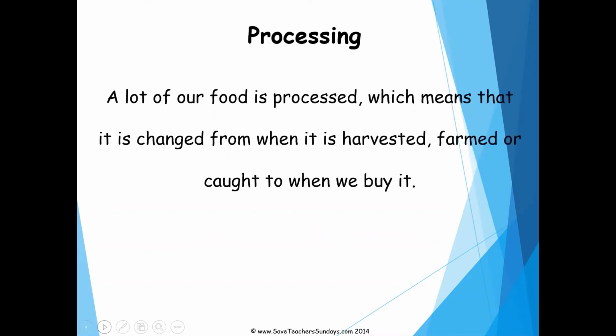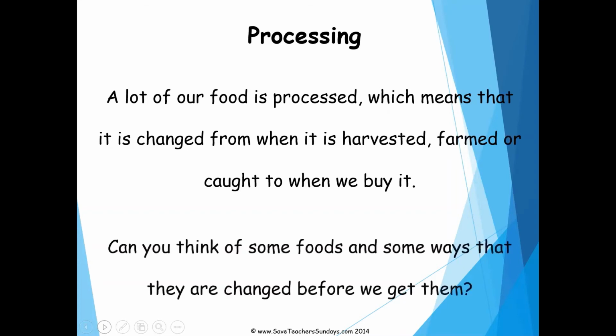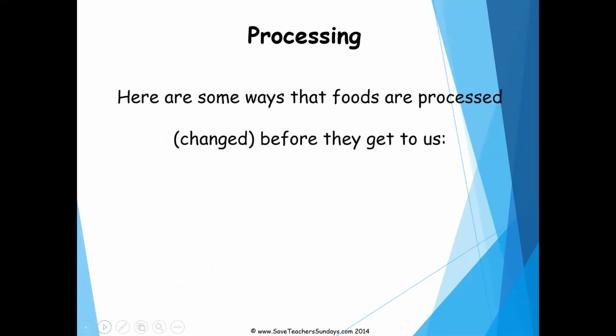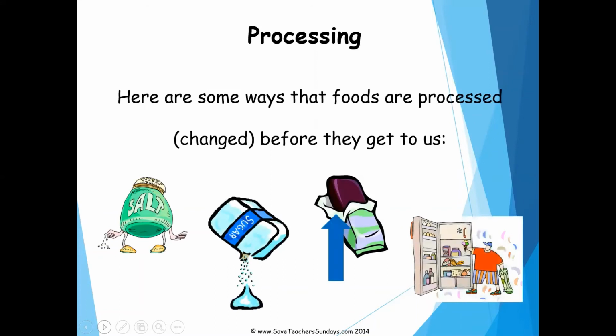Now, processing. A lot of our food is processed, which means that it is changed from when it is harvested, farmed, or caught to when we buy it. Can you think of some foods and some ways that they are changed before we get to them? Here are some ways that foods are processed, changed before they get to us. Salt, sugar, ice cream are some foods that are processed and they're changed.